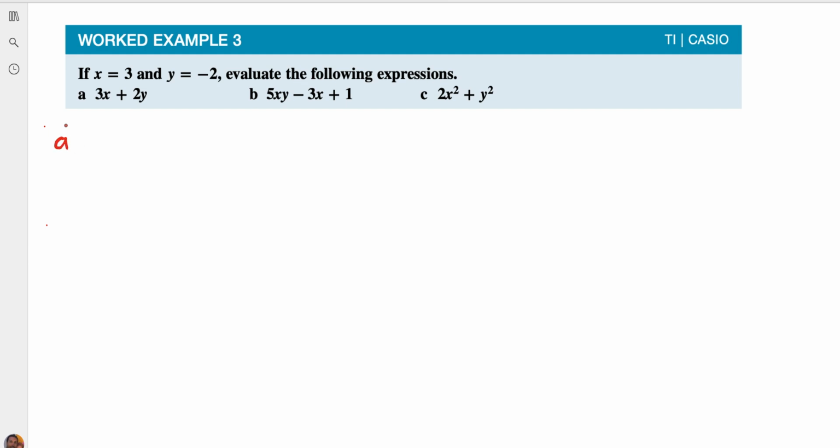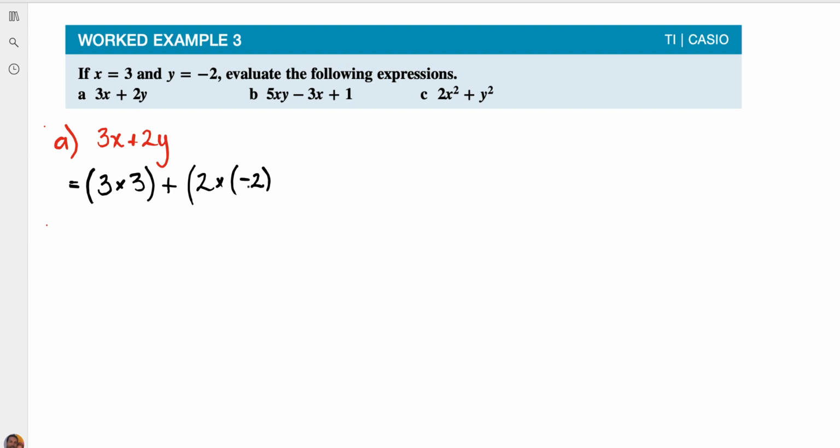So A says 3x plus 2y. Okay, let's do it. Equal to, open brackets, 3 times, what is x? X is 3 plus, open brackets, 2 times, what is y? -2.